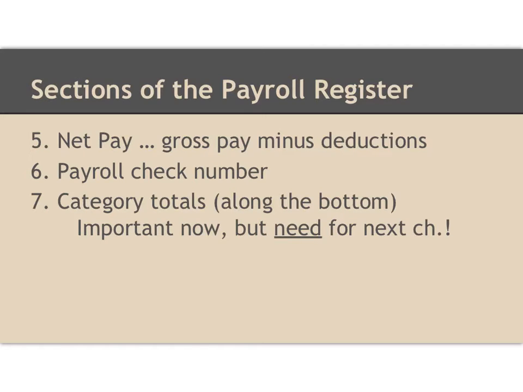Finally, we have a net pay column, and it's also useful in the payroll register to note the check number for the live check if a check was issued to the employee as their method of being paid. We'll come back to pay methods shortly. And then across the bottom, as I said, were the category totals. They're important to us now, but they are absolutely necessary in subsequent chapters.